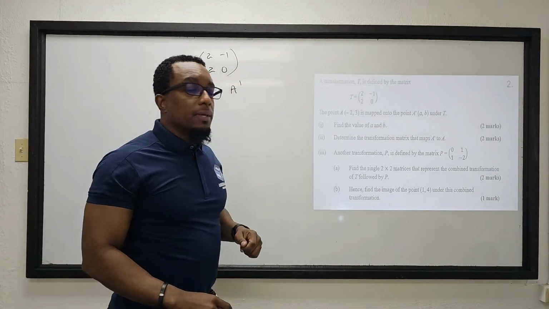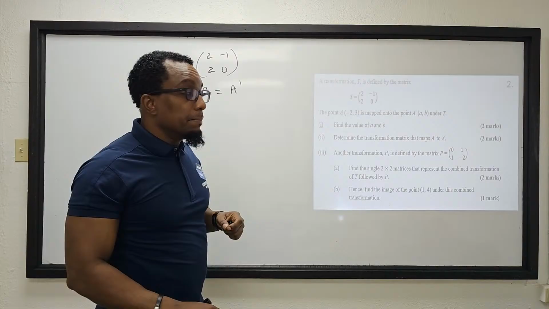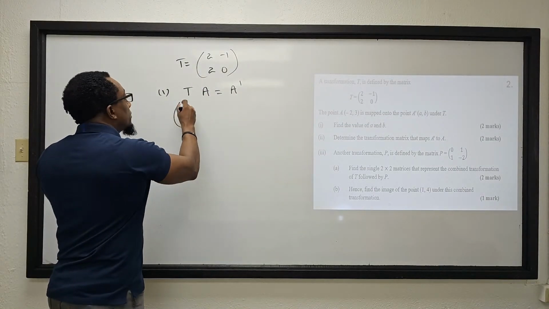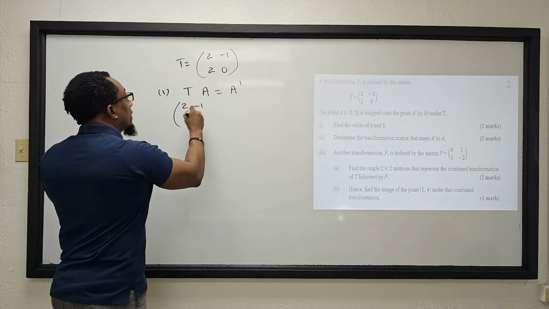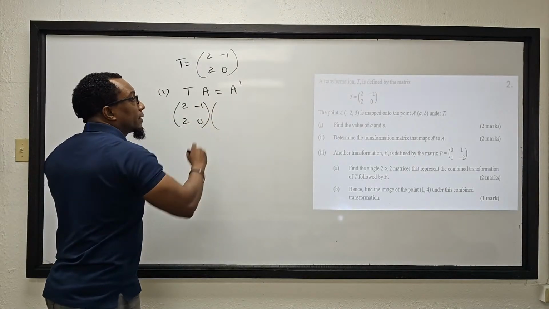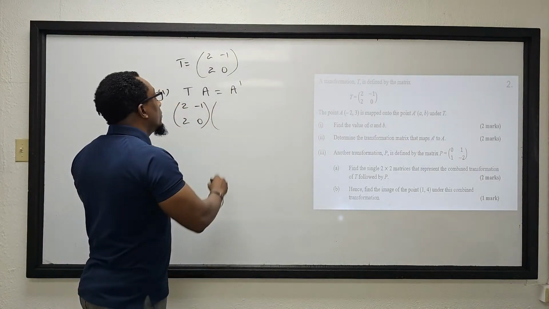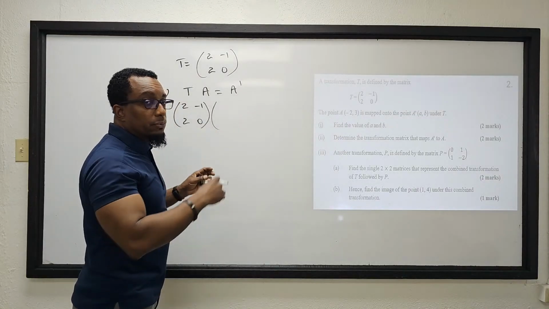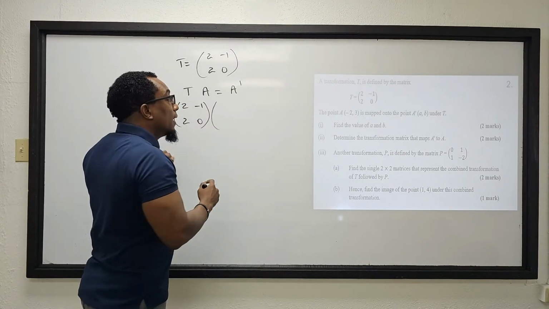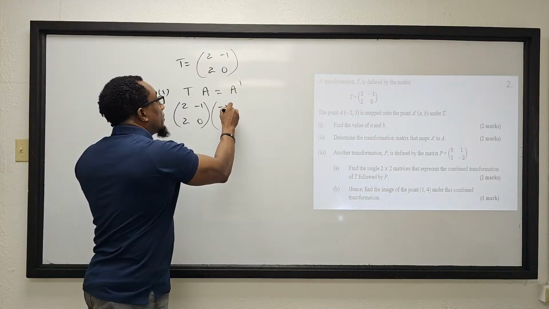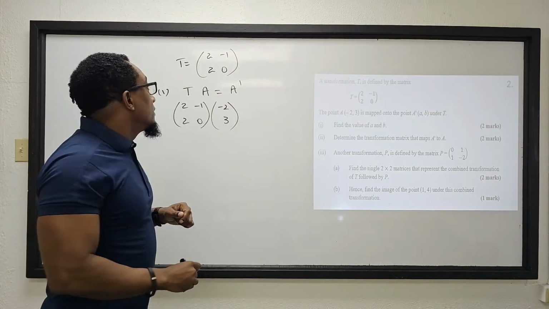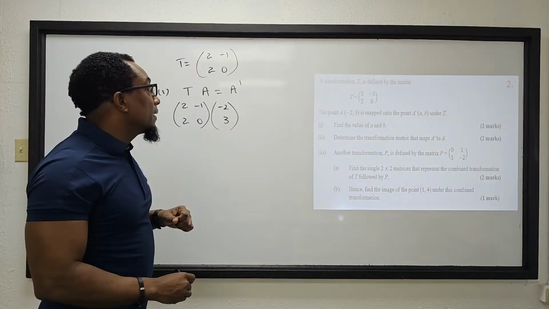And A prime, of course, will have our knowns A and B which we need to determine. So we're going to take T, whose elements are 2, negative 1, 2, 0, times A, whose coordinates are negative 2, 3, but we're going to write it in the column format, so it's going to be written as negative 2, 3. And let's multiply T by A to give us A prime.